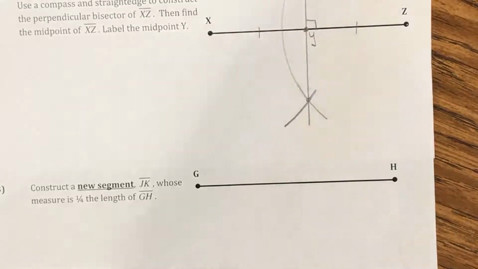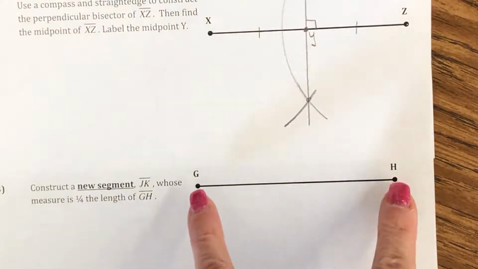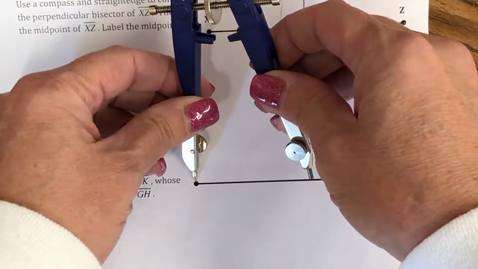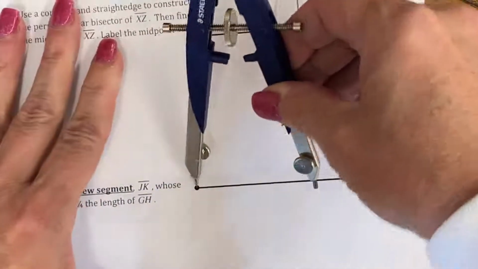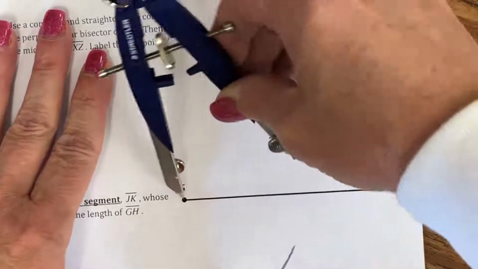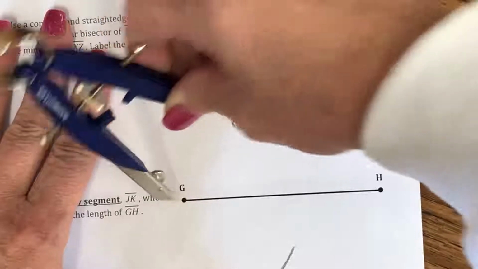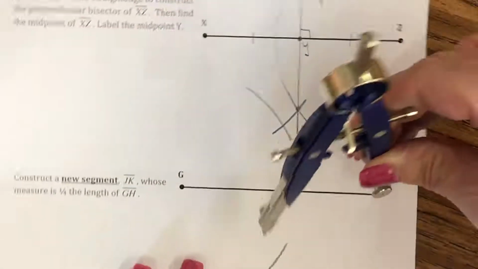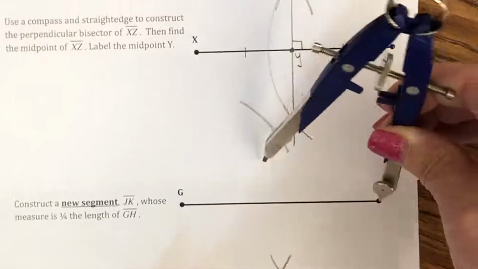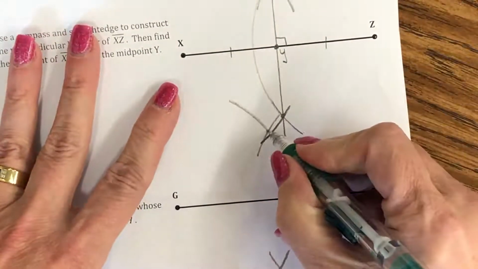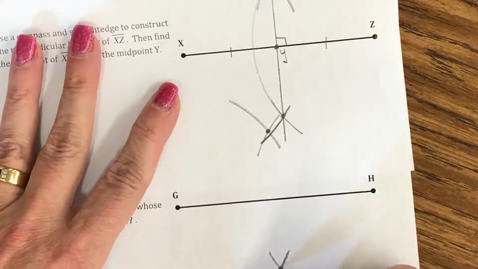So the first thing I want to do is find the perpendicular bisector of segment GH. I make sure it's more than half. I'm going to make an arc above and an arc below. Move my point to the other side. Do my arc below and my arc above. I'm going to connect these 2 points right here.